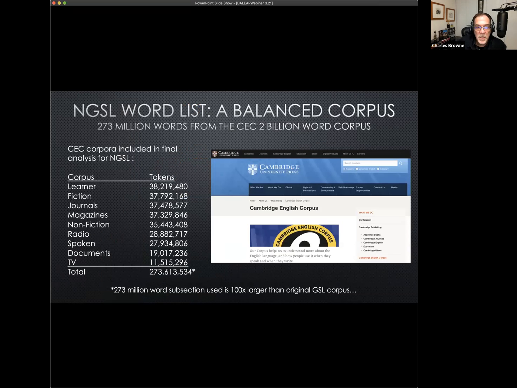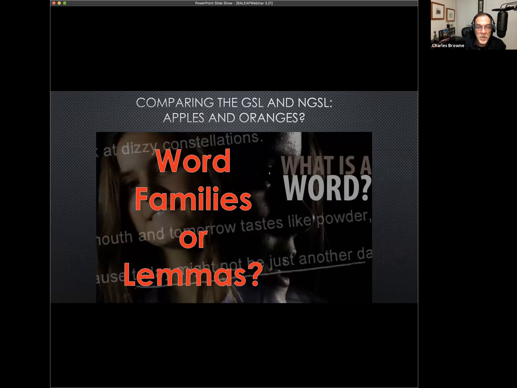We used the Cambridge English Corpus. We were able to get full access to it. The Cambridge English Corpus is about 2 billion words, and we took about 10%, about 273 million words, out of that, with subsections that we thought were important for second language learners. And we were able to get 92% coverage.